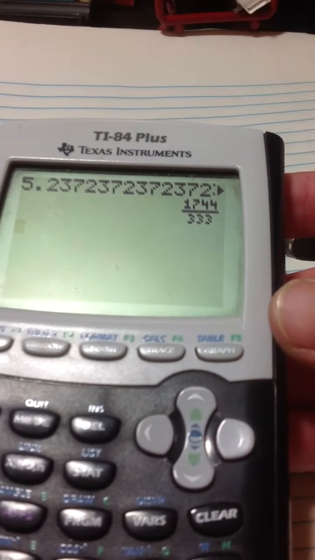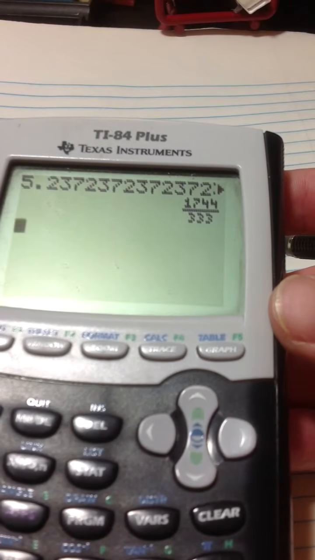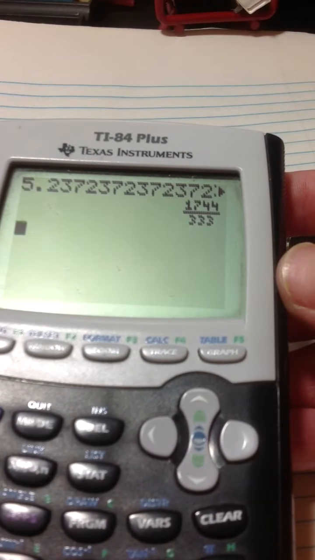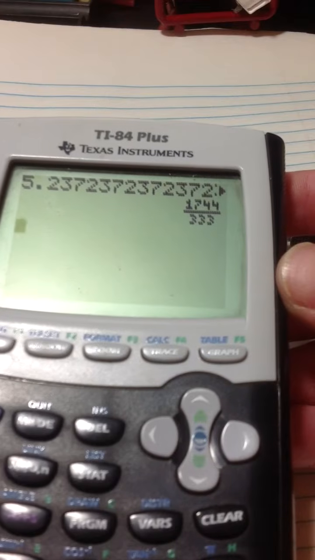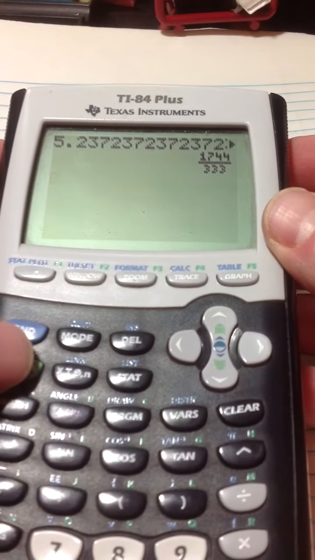Now, some of you, I hope, will notice that that is an improper fraction. An improper fraction means that the bigger number's on top, and it shouldn't be, normally. We want that to be a mixed number. Well, our calculator will also do that for us. So if we hit alpha, that's the green button.